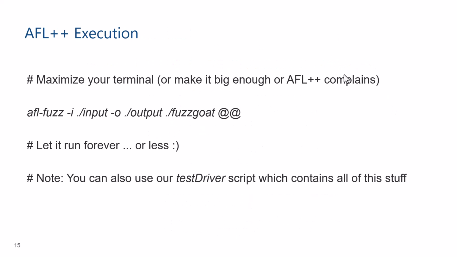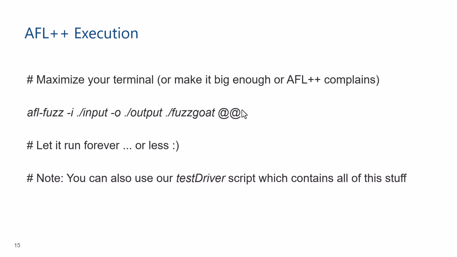Now, let's go ahead and do it for our AFL++ execution. Before you do anything, just make sure you make your terminal big enough, maybe maximize it. AFL will complain if your terminal is too small. You'll see it if it's too small, but either maximize or just stretch it out a little bit. And then here's the command, AFL-fuzz, -i input, -o for the output. And then here's our fuzzgoat program. Make sure you have the ./fuzzgoat.